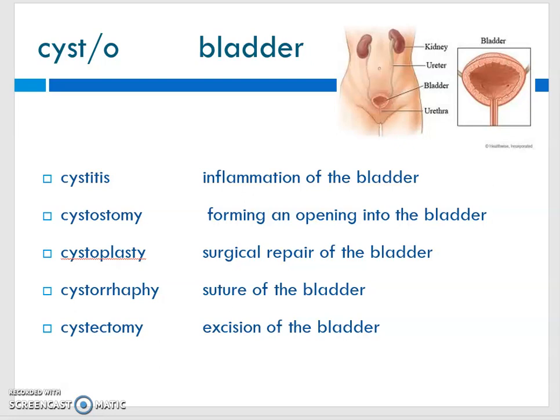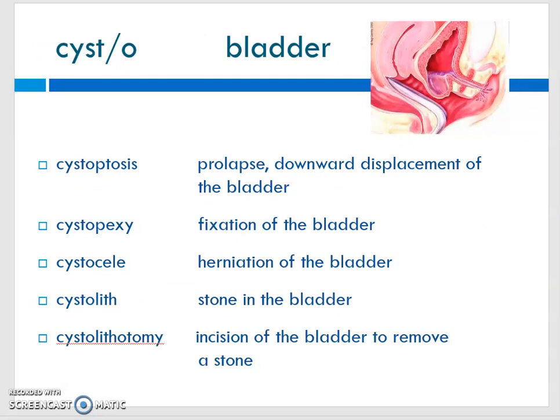Cystoplasty is a surgical repair of the bladder. Cystorrhaphy would be a suture of the bladder. A cystectomy would be excision of the bladder. And some more cysto words for you. Cystoptosis is a prolapse or downward displacement of the bladder. Cystopexy is fixation of the bladder. A cystocele is herniation of the bladder. A cystolith is a stone in the bladder. And yes, indeed, you can have a stone in the bladder. A cystolithotomy is incision of the bladder to remove a stone.